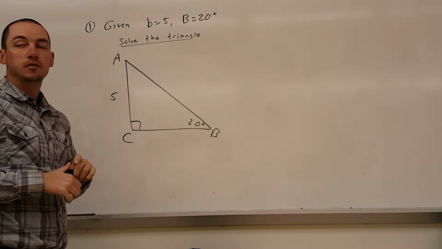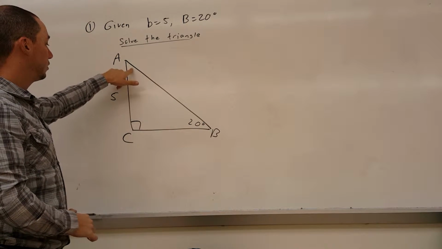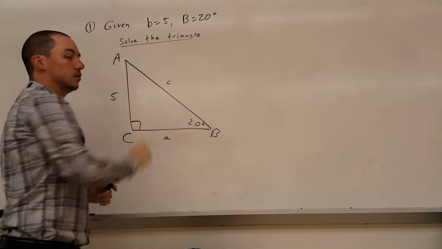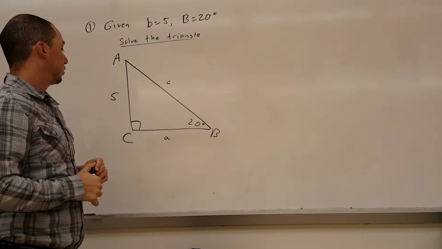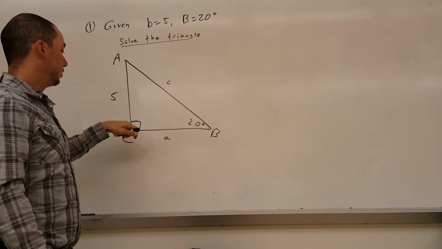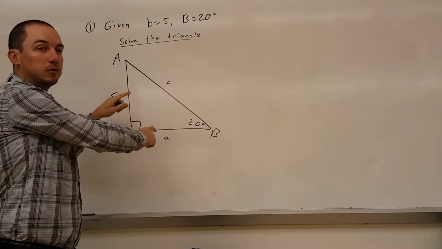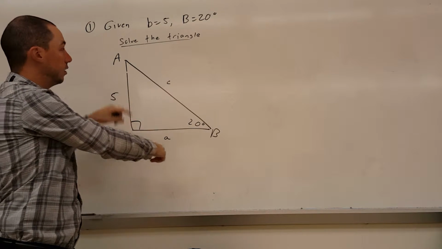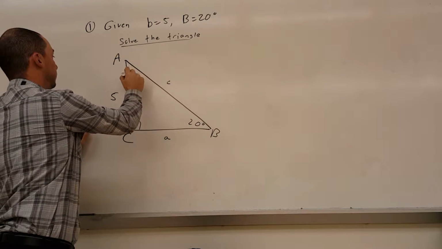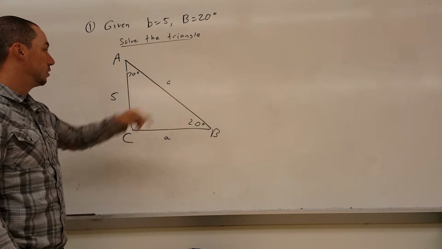Okay, to solve means we need to find all unknown information. Well, we know angle C is 90 degrees. We need to figure out what angle A is, what side length a is, and what side c is. First, we know that all triangles have 180 degrees. This is 90 degrees, which means these two angles, A and B, are complementary. From geometry, complementary means they add to 90. If this is 20 degrees and these angles add to 90, this must be 70. That gives us more options for determining side a and side c.